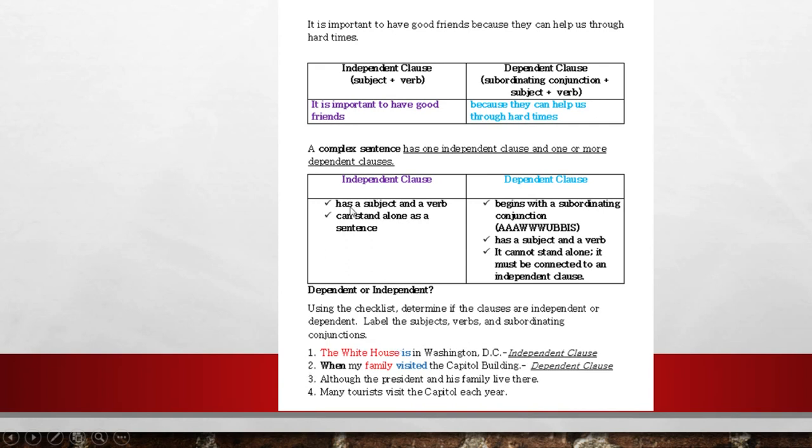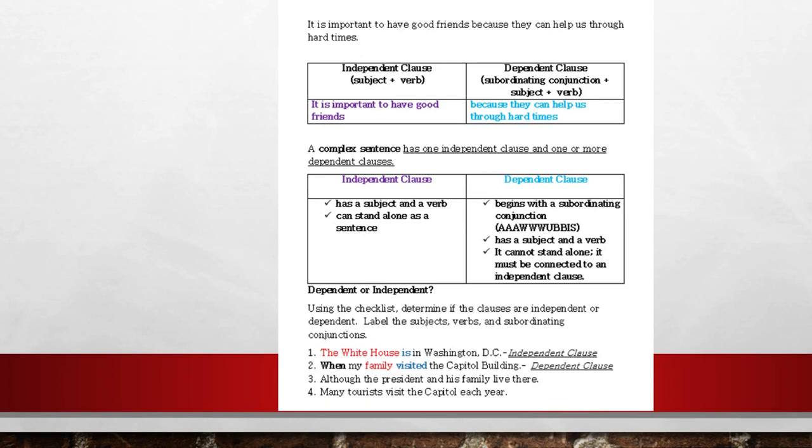So remember, the independent clause has a subject and a verb, and so does the dependent clause. So let's look at the difference. Remember, the dependent clause begins with a subordinating conjunction. Although, is that a subordinating conjunction? Or also an AWUBIS word? Yes, it is. So that satisfies one criteria from the dependent clause checklist.